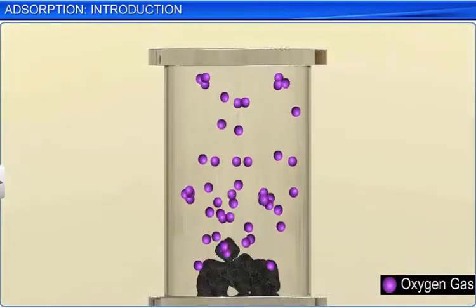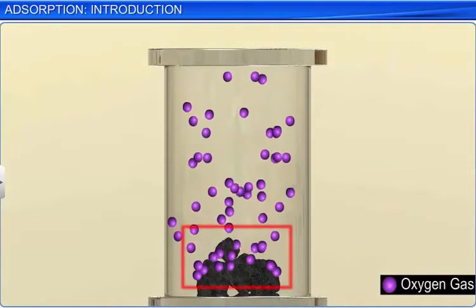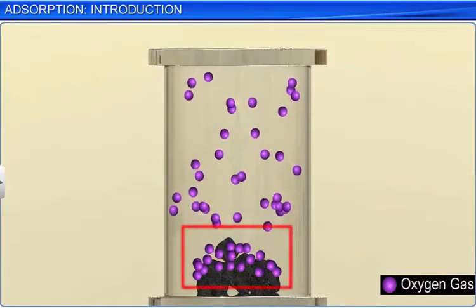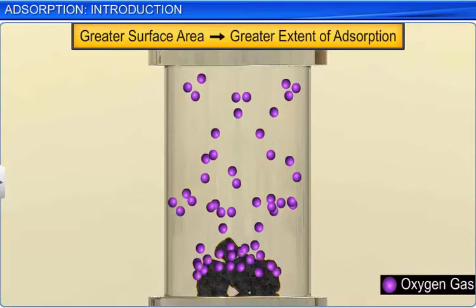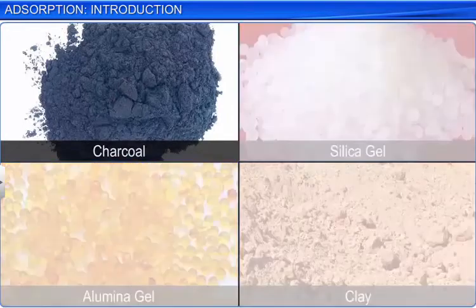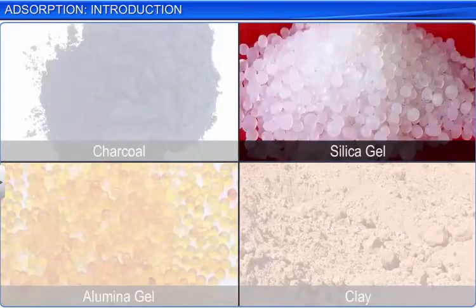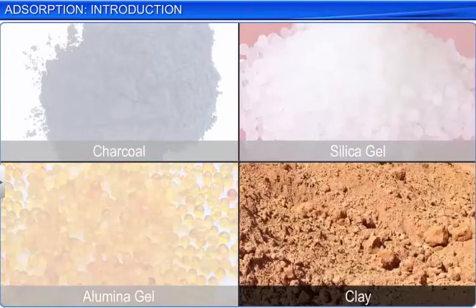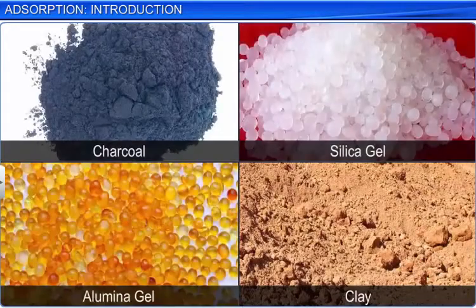It is important to note that adsorption is a surface phenomenon. Hence, greater the surface area of the adsorbent, greater is the extent of adsorption. Thus, finely divided metals and substances with porous structure are good adsorbents as they provide large surface area. Charcoal, silica gel, alumina gel, and clay act as excellent adsorbents. Let's look at some examples of adsorption.